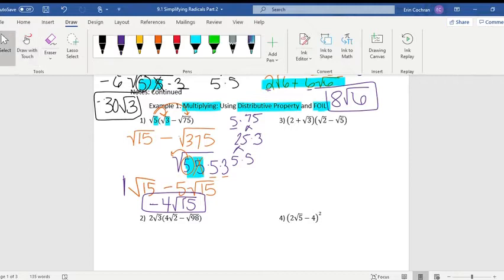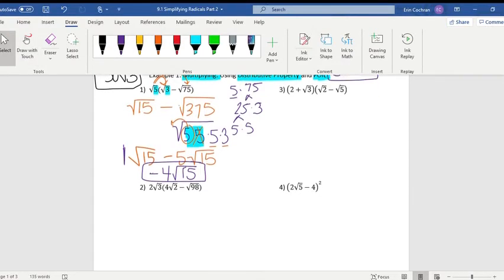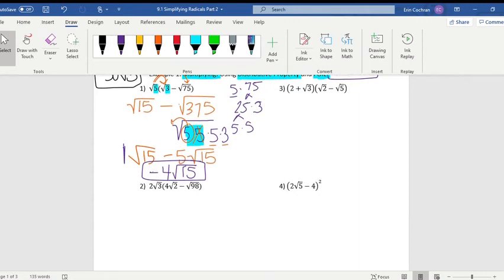All right, number 2 here. Okay. We have 2 radical 3 times the quantity of 4 radical 2 minus radical 98. Okay, so we're going to do the same thing. We're going to go ahead and distribute. So 2 radical 3 times 4 radical 2. We multiply the outsides. So 2 times 4 is 8. And then our radicals. Radical 3 times radical 2 is radical 6.